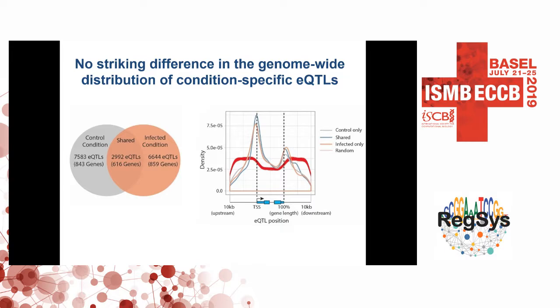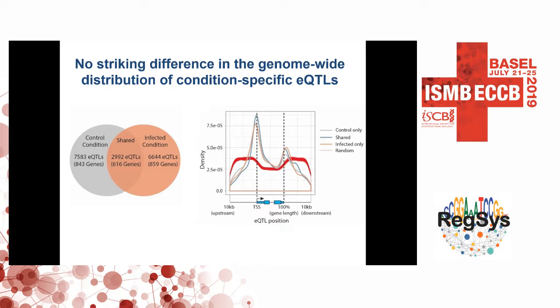Interestingly, we did not observe a striking difference in the distribution of these variants that affect gene expression, as is shown here. What we show here is the density of these eQTLs with respect to the transcription start site and the transcription end site of genes. And as you can see, shared, infected, or control, they all overlap in that most eQTLs will be found around the transcription start site, and there's also enrichment around the transcription end site. All not that surprising.